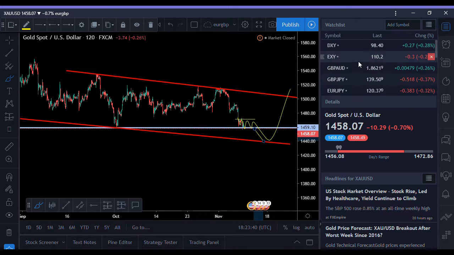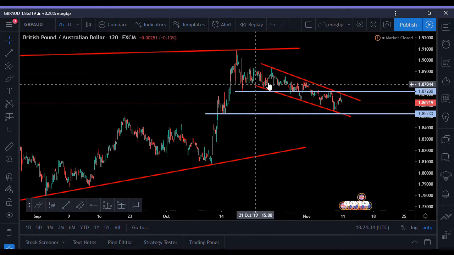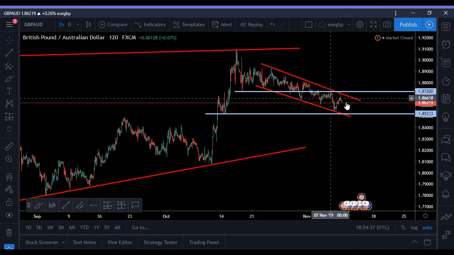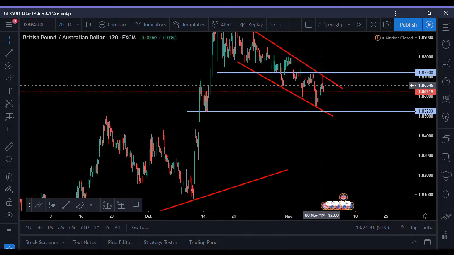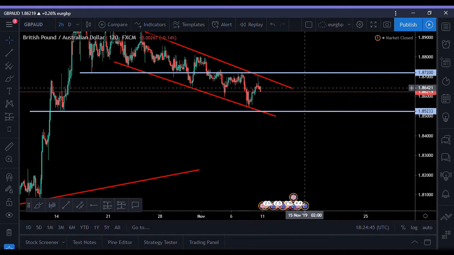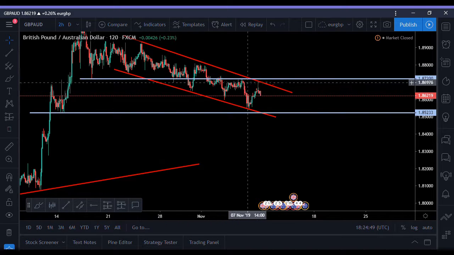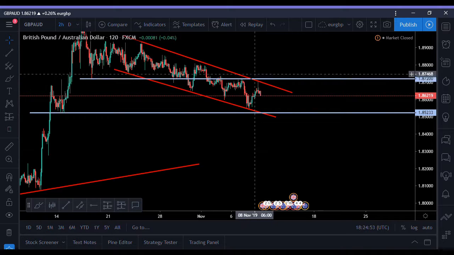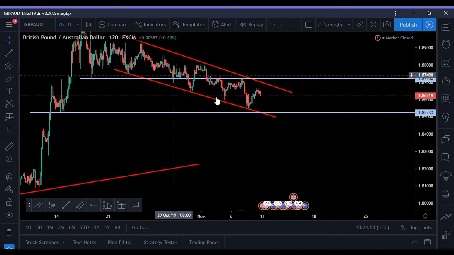So the next pair that we're gonna have is pound Aussie. So pound Aussie, right now we have as well a descending channel. So when price pulled back on Friday, it formed like a strong bearish pin bar over here. So we had sort of this resistance when price was moving up, then we had also resistance. So now both are acting as support and price is still moving in this channel.